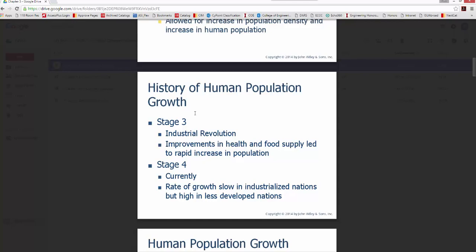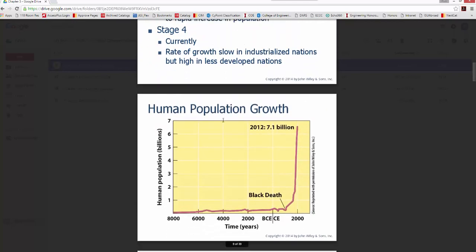Stage 3, again, begins at this particular moment in history, and we've also seen increases or improvements in health and food supply. This also led to a rapid increase in population. Then we move to stage 4, which is where we're at currently, and now we've seen in stage 4 that the rate of growth has slowed in developed nations. But in less developed nations, we're seeing population still growing rather rapidly. And we'll talk about the reasons behind that a little bit later.